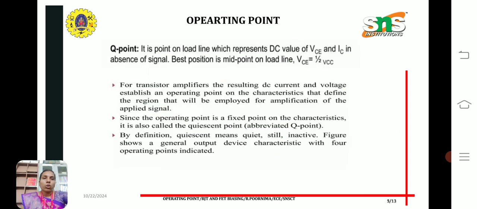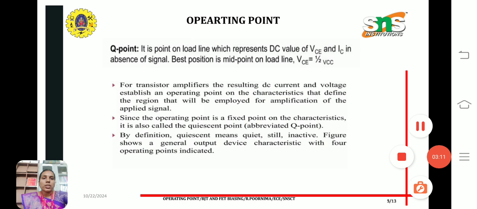And we can define the operating point as the quiescent point. It is the point on the load line which represents the DC value of collector to emitter voltage and collector current in the absence of the signal. The best position is the midpoint on the line, that is, VCE equal to half of VCC.